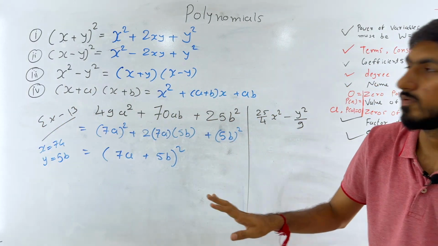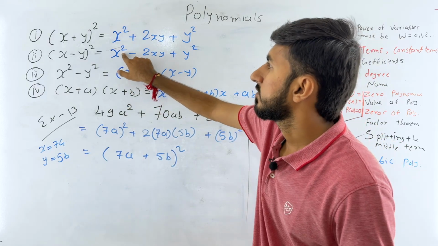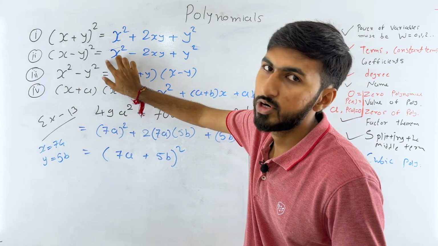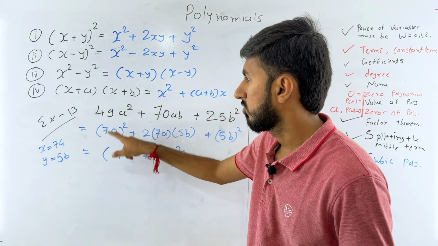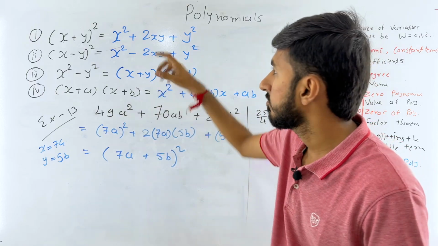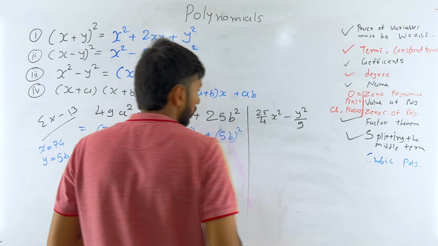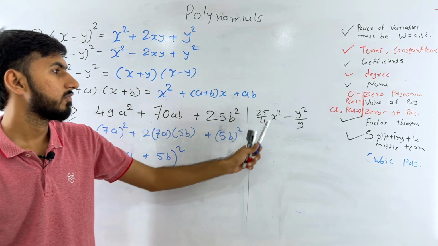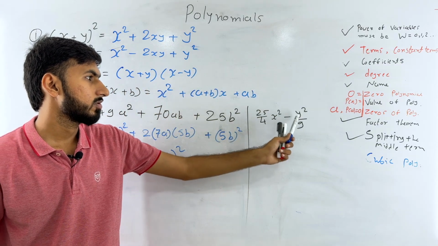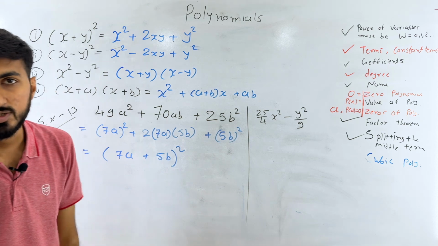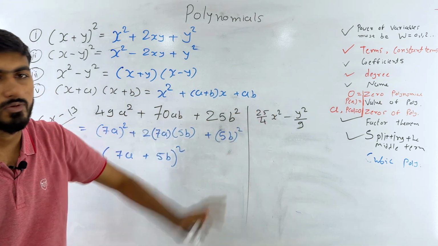But remember one thing, x square means the square of the whole first term. So I have to simplify the question into a format that looks like the identities, right? Now it's time to do the second question. I have 25 divided by 4x square minus y square divided by 9. This is my question.